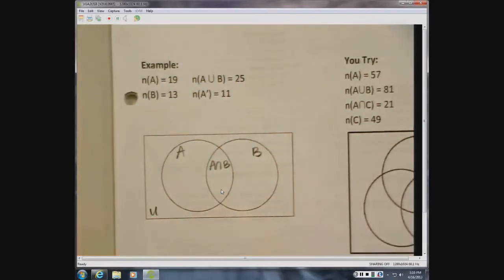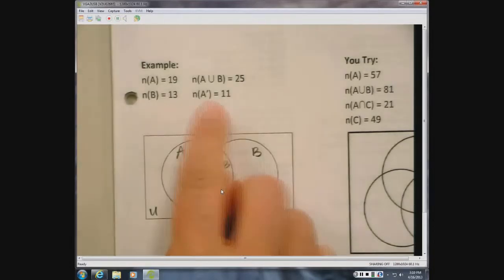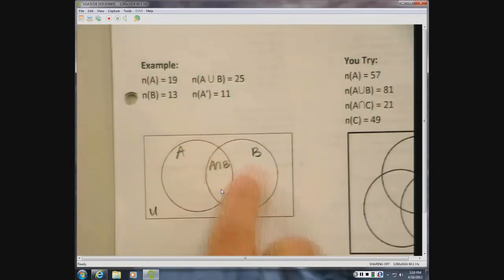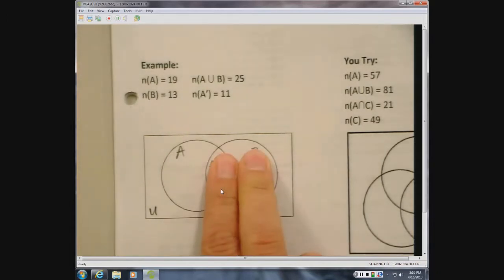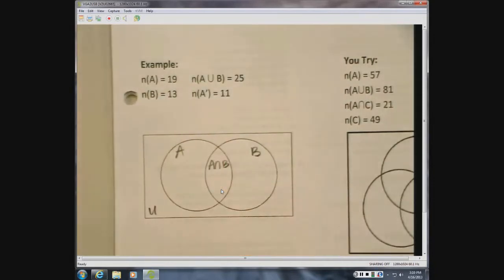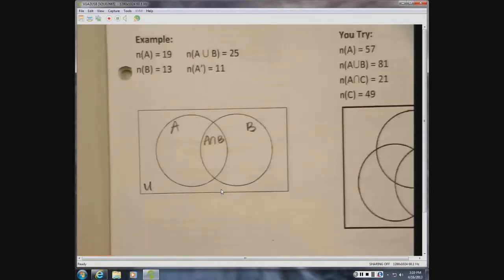Well, I know that 11 people are not in A. So that's B and the universal set. I know that 19 people belong to set A. And what I want you to do is go ahead and play with this for a minute. I want to write down the formula first, just to give you a little guidance. I'm going to have you pause this and play with this for a second.